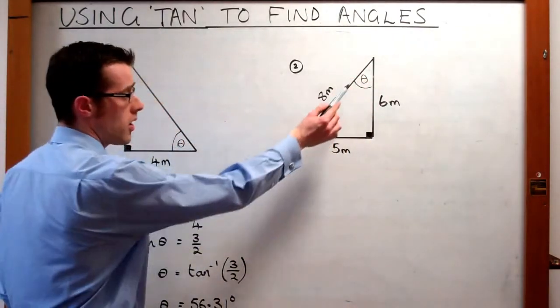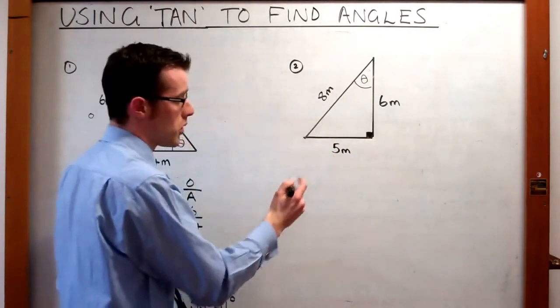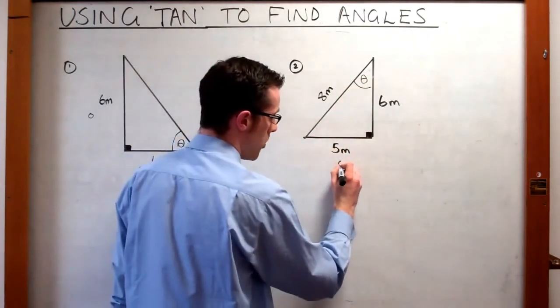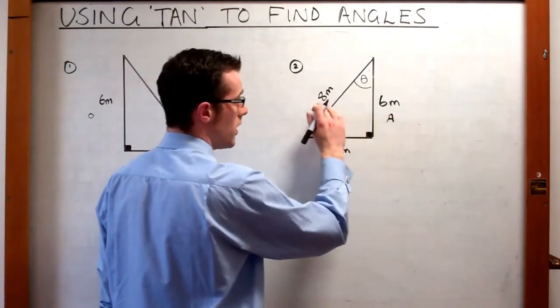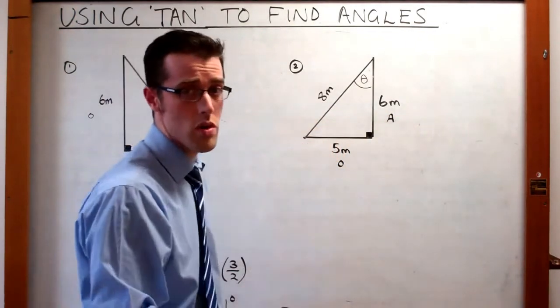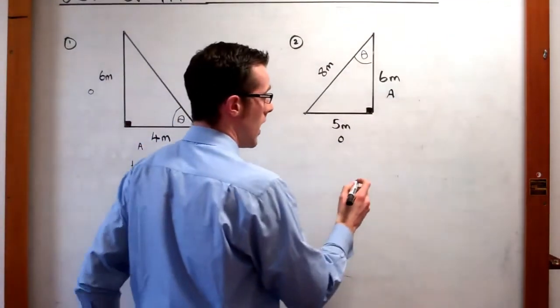Okay, so if we move on to example 2, we can see this time it's slightly different. Our angle that we're looking for is up at the top corner, and we've got all 3 sides. So we're going to label the opposite and the adjacent. Of course, this is our hypotenuse here, and we can use that for sin and cos as well, but we're using tan just now. So we're going to use opposite and adjacent.